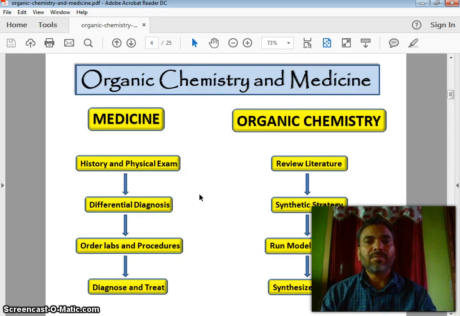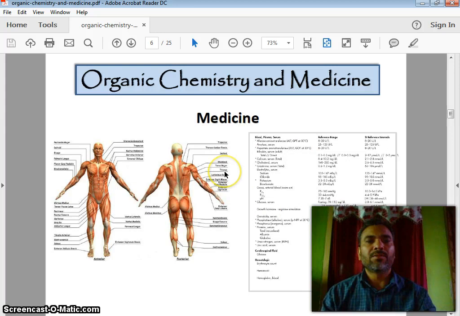So, organic chemistry: review literature, synthetic strategy, run model reactions, and synthesize molecules. Medicine: history and physical exams, differential diagnosis, order labs and procedures, and diagnose and treat. This is the pathway, this is the pathway. Now look at this, organic chemistry and medicine.